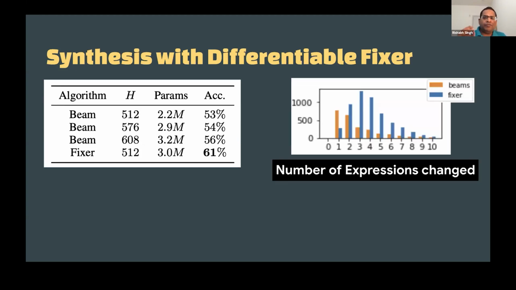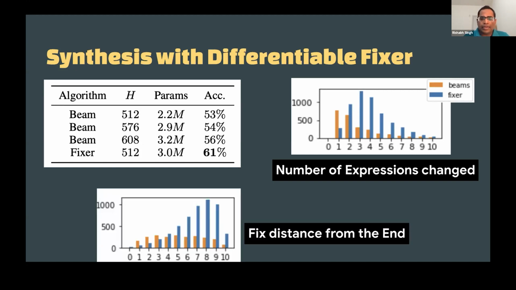But interestingly, when we do qualitative analysis of how beam search compares to this type of fixer approach, we find that the fixer is able to make many more changes to the original program, whereas beam search makes a smaller number of changes. It is also able to make changes in the early parts of the program, whereas beam search, as expected, typically makes changes towards the end of the program.